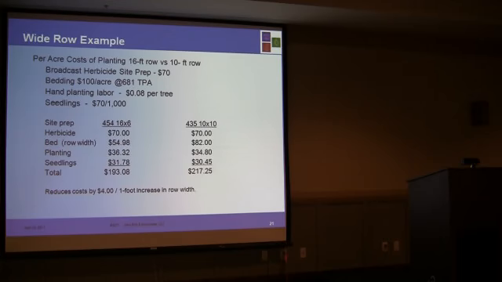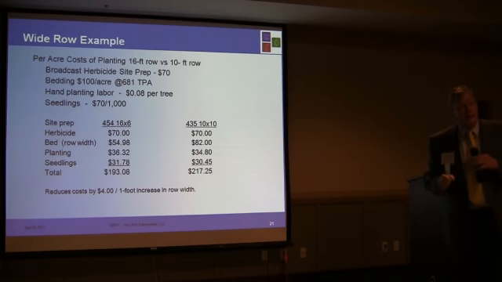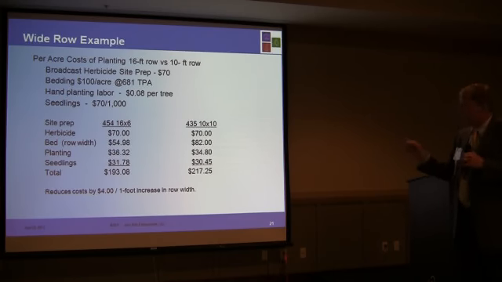Increase the row width by 6 feet. Keep the density of trees essentially the same. We come up with $193. In my example here, that's a $4 reduction in site prep and regeneration cost per each foot that you move out.